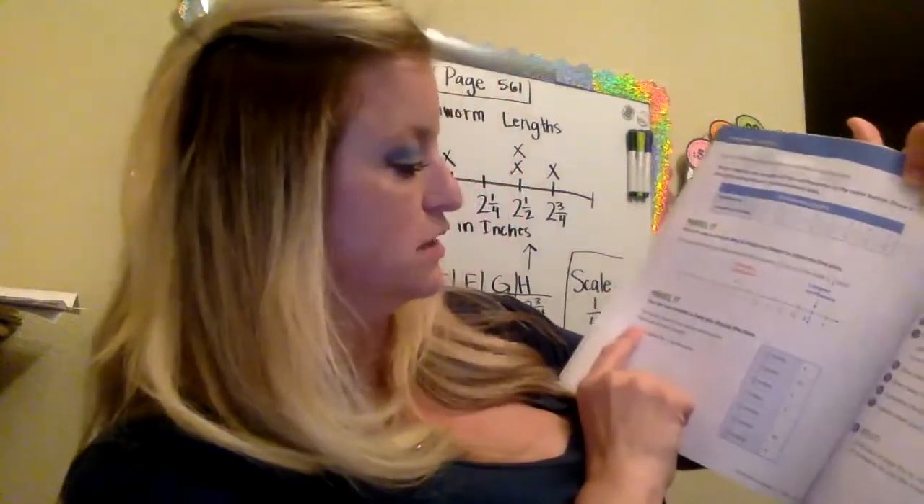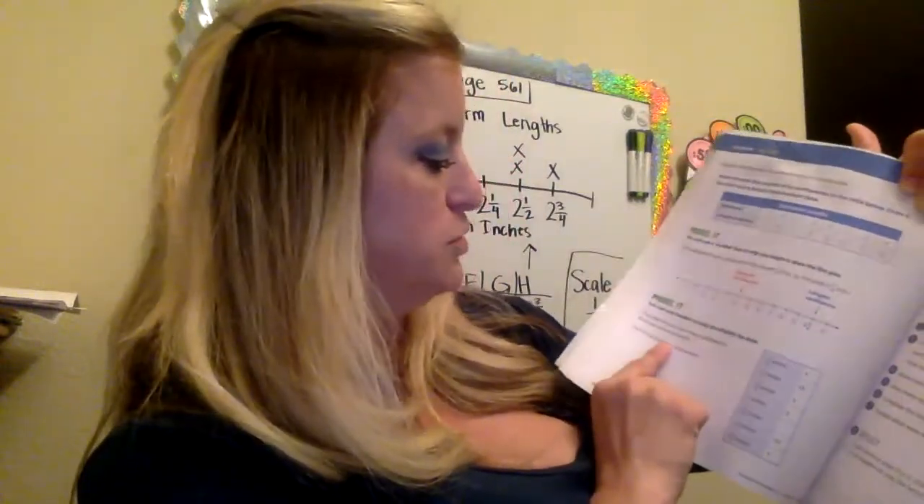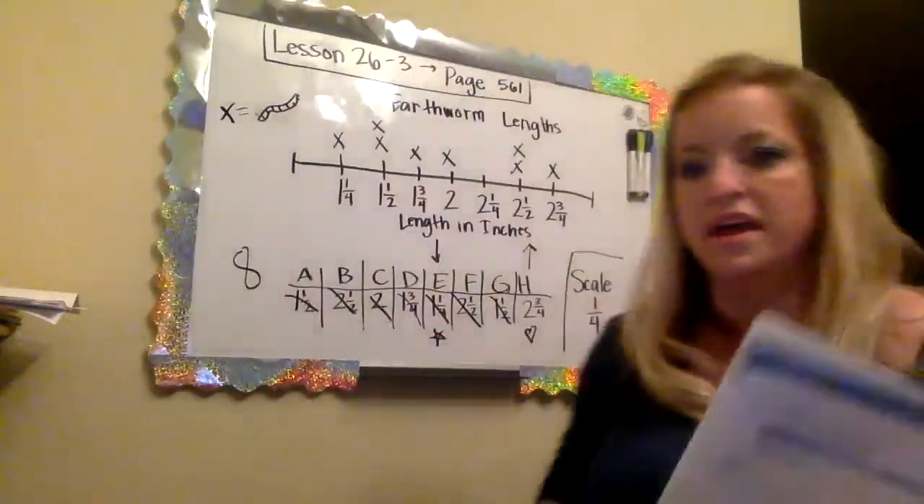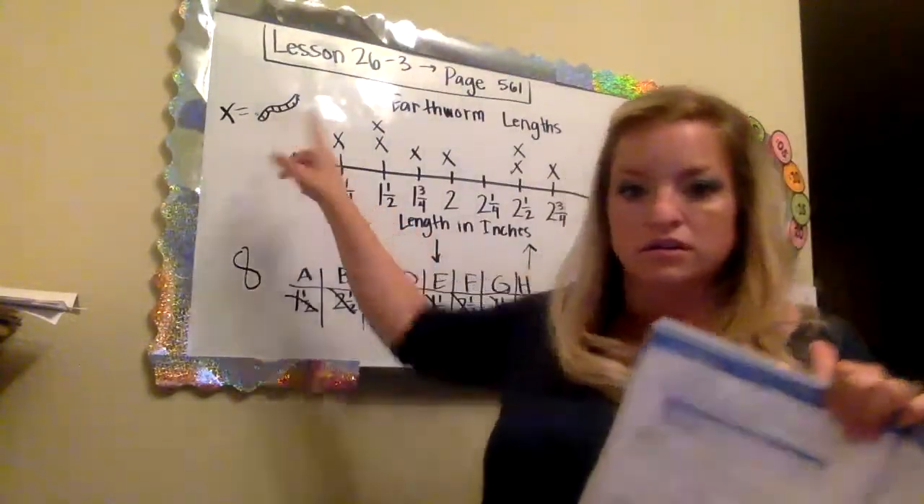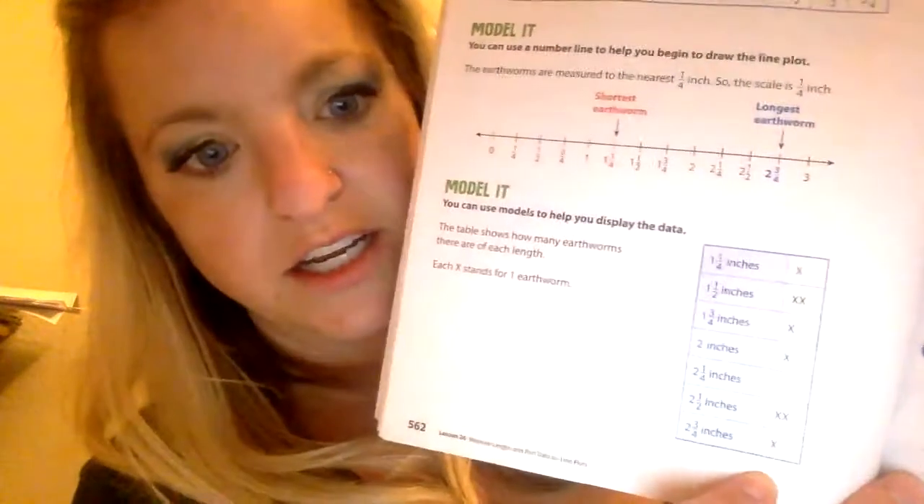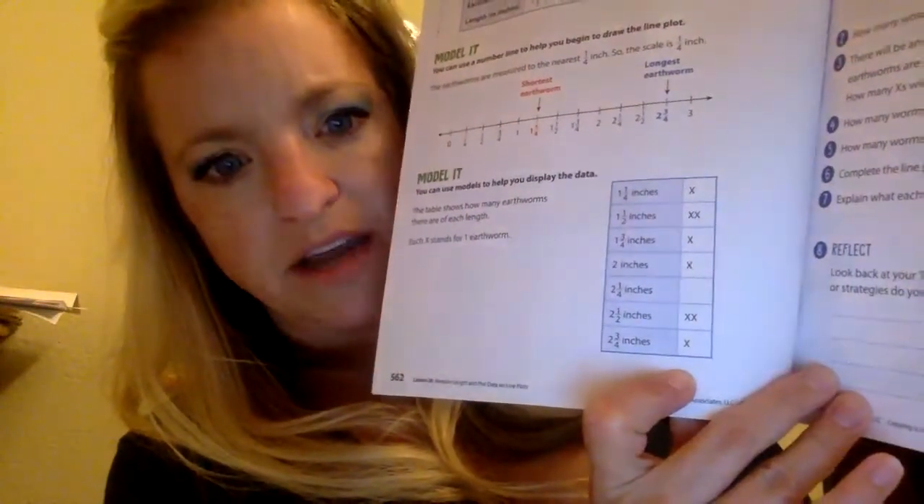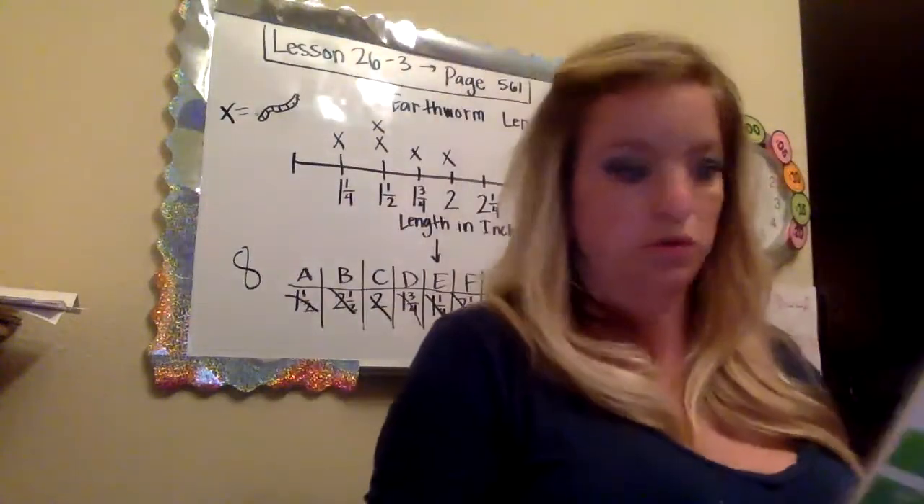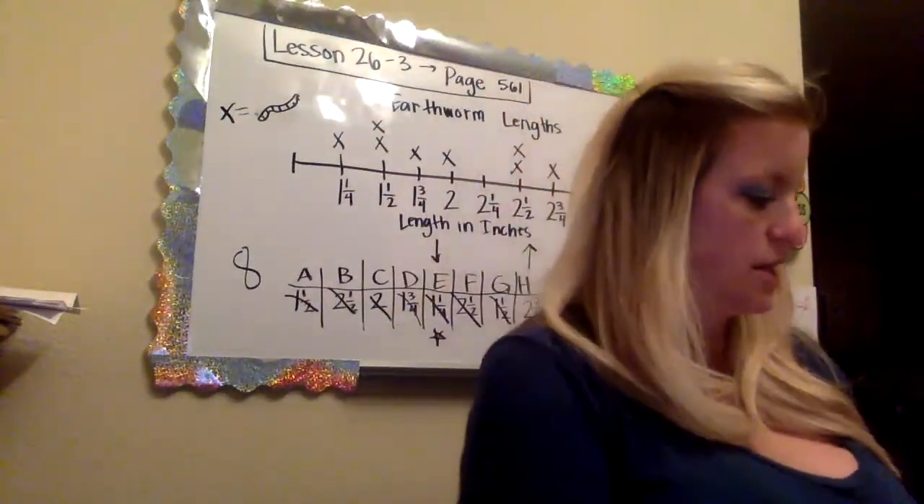Model it. You can use models to help you display the data. The table shows how many earthworms there are at each length. Each X stands for one earthworm, and that was my key here. All right, so here where they did the X's, they just did it in a table, so it goes up and down, but you can see they have 8 X's for their earthworms. The next page, connect it.